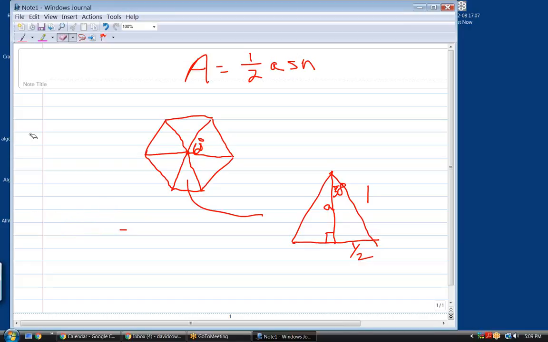Cosine of 30 degrees equals A over 1, or A, and that's √3 over 2. So now we have the apothem.